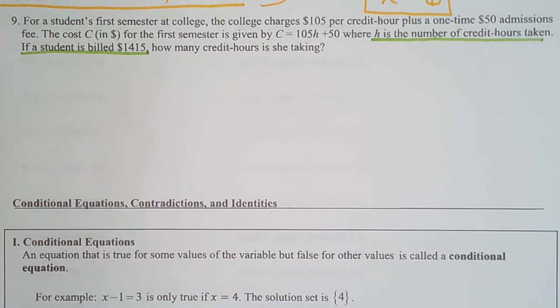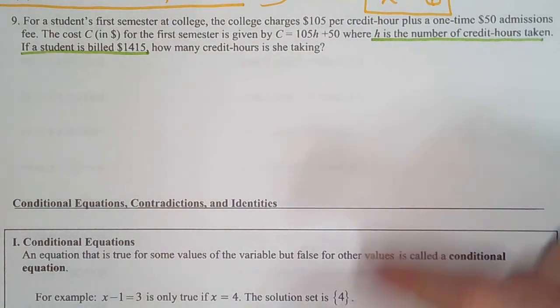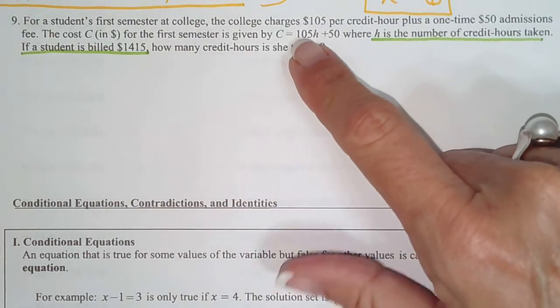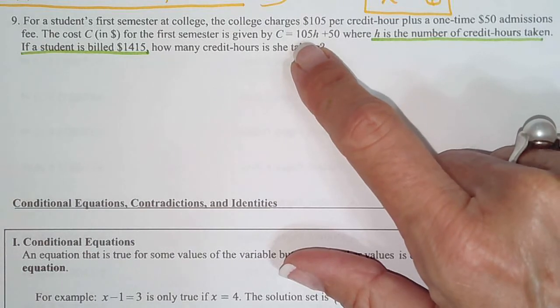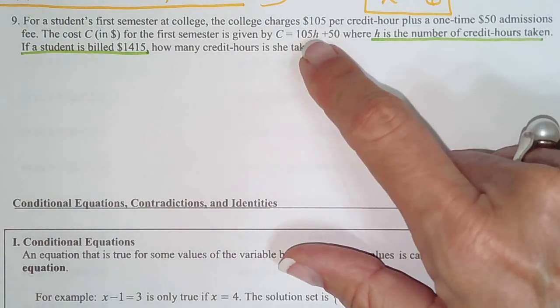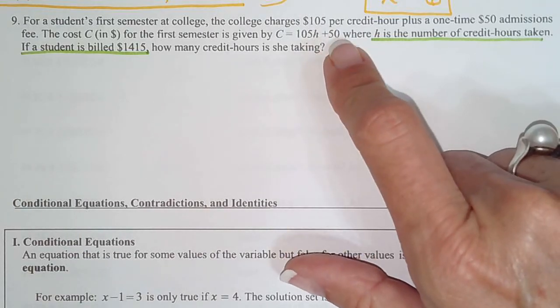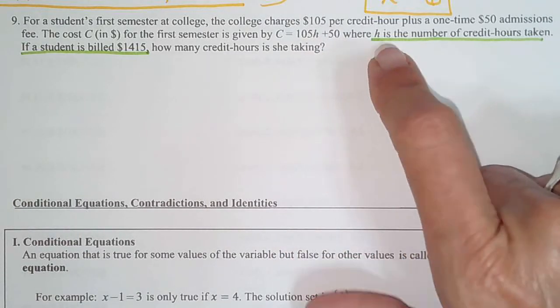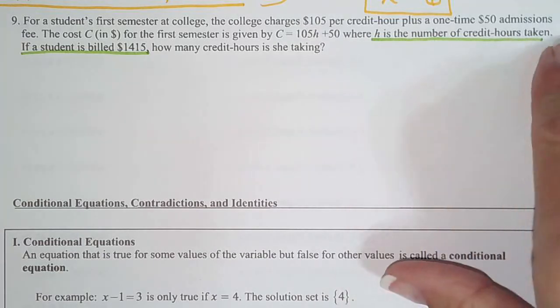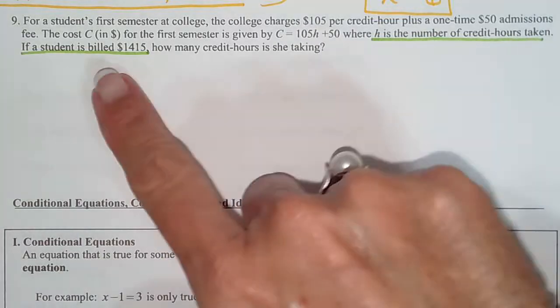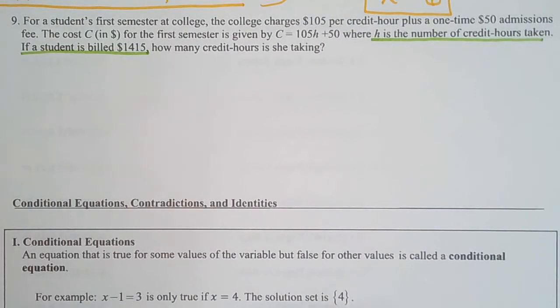Continuing on with problem number 9 on section 1.1, page 3, we just identified the equation for the tuition costs, 105 times how many credit hours you take, plus $50 admission fee. And they remind us here that H is the number of credit hours taken. So now we have a student that's billed $1,415. How can we figure out how many credits she's taken?